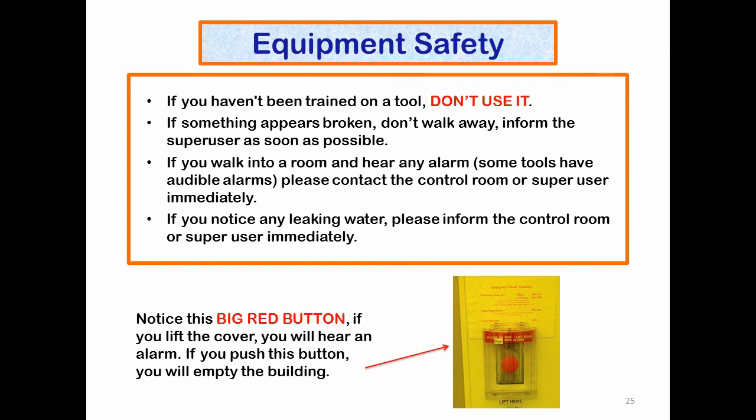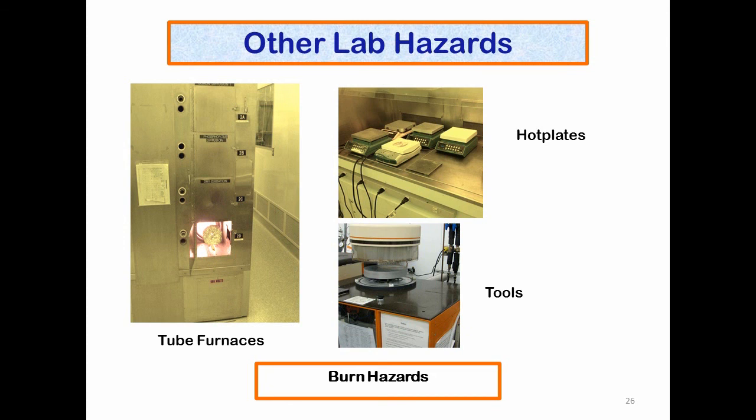And if you notice any leaking water, please inform the control room or the super user so that leaks can be repaired. If you do need to activate an alarm, the big red button is covered by a shield. Just lift the cover and you'll hear the alarm go off. If you push this button, you will empty the building and response services will come to address the issue.